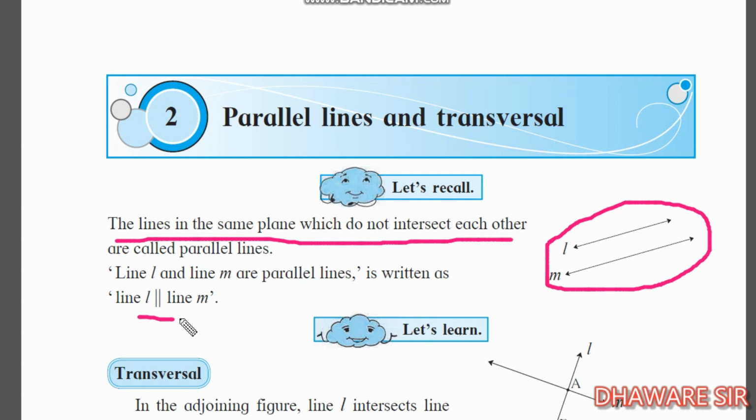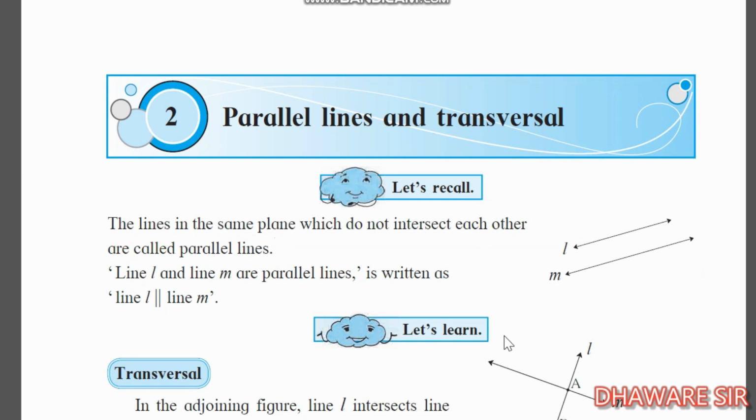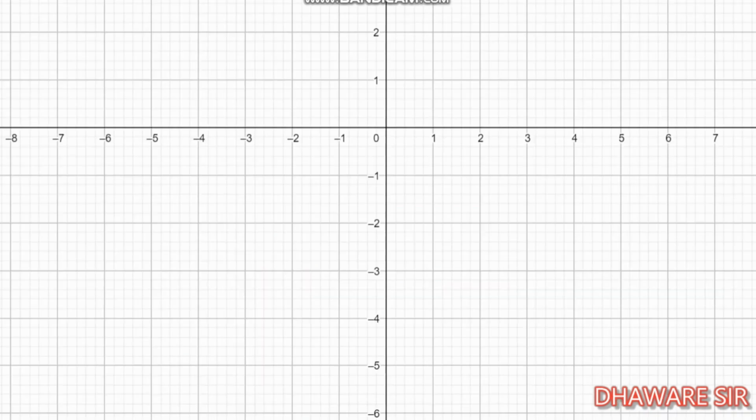Now in the second part we are going to learn about the transversal. Before that, let us check how lines are parallel and where they intersect each other and are not parallel. Students, let us check the parallel lines and the non-parallel lines in GeoGebra. Let us go to GeoGebra. Here is GeoGebra. Here are the x-axis and the y-axis. We are going to draw two lines.